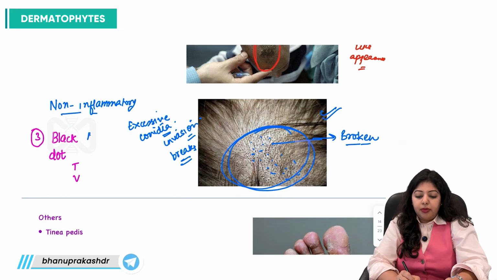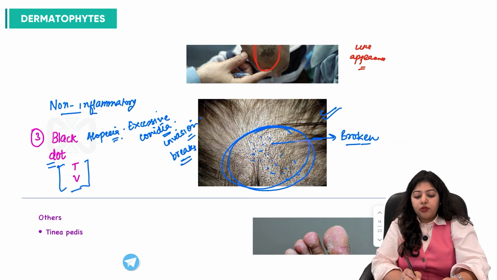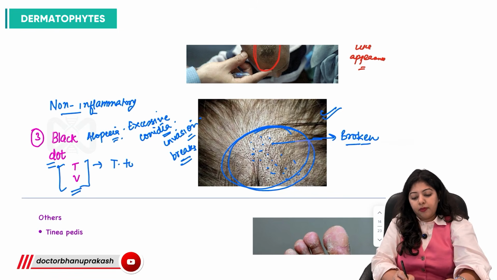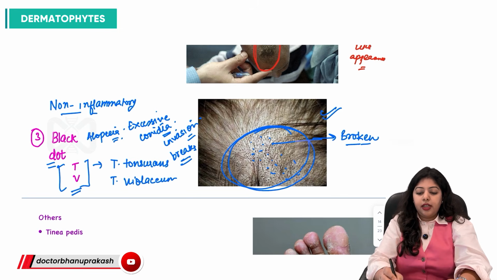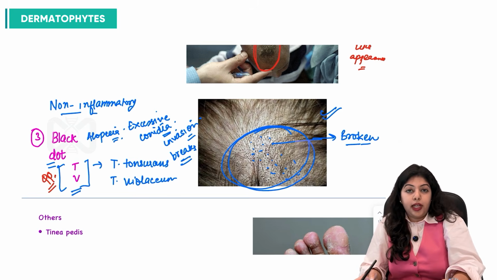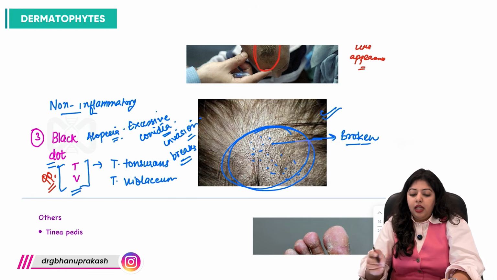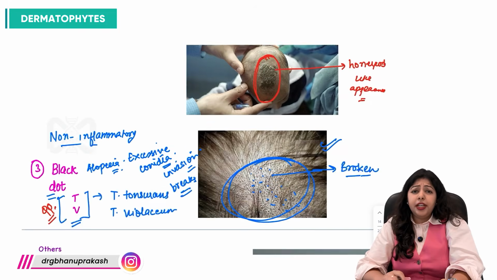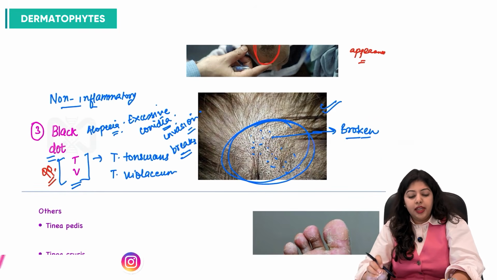So alopecia would be present, of course. There's not going to be scarring type of alopecia. And what are the most common species associated? Remember TB, T for Trichophyton tonsurans and Trichophyton violaceum. So these are again the most common species associated with black dot type of tinea capitis infection, right? So this shows different types of tinea capitis, inflammatory and non-inflammatory infections.